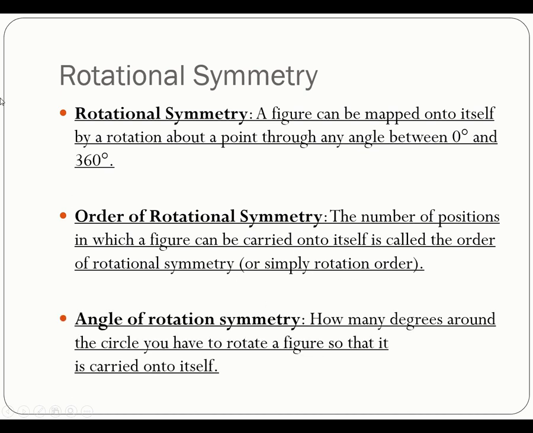And lastly, the angle of rotational symmetry. That's how many degrees you rotate to get the figure to look like the original, or how many degrees around the circle you have to rotate a figure so that it is carried onto itself. So this is how many degrees you rotate it and it'll look like the original picture. Sometimes it's a full rotation, which is 360. If it was a half rotation, it'd be a 180-degree rotation because half of 360 is 180.